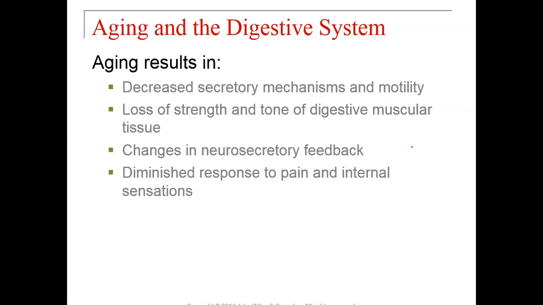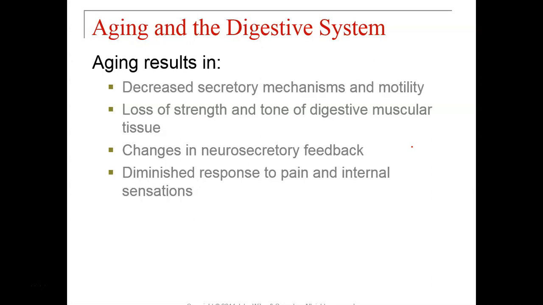We see loss of strength and tone of digestive muscular tissue. Same thing as we age. There's this loss in tissue strength. Right? Changes in neurosecretory feedback that coincide with the decreased secretory mechanisms. The neurosecretory feedback, one, we're secreting less enzyme, but two, the sensitivity to these different hormones, to these different secretions, to these different enzymes, that also decreases.